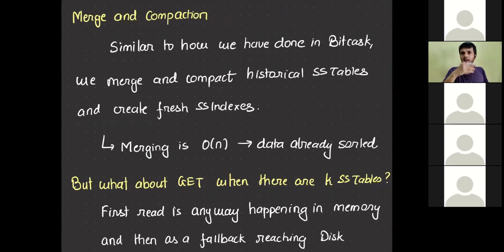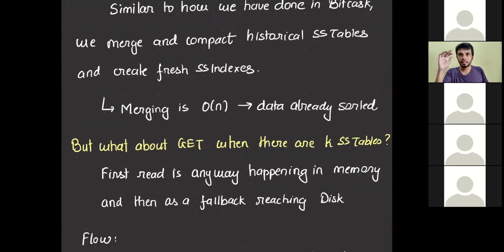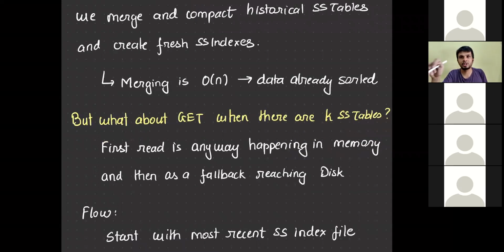Similar to what we did with Bitcask, since the files stored on the disk are immutable and sorted, we merge and compact them so that eventually we have just 1 or 2 files, and the rest of the files are deleted. So we merge and compact historical SS tables and create fresh SS tables out of them. Merging is order n because the data is already sorted, similar to the merge logic of merge sort.